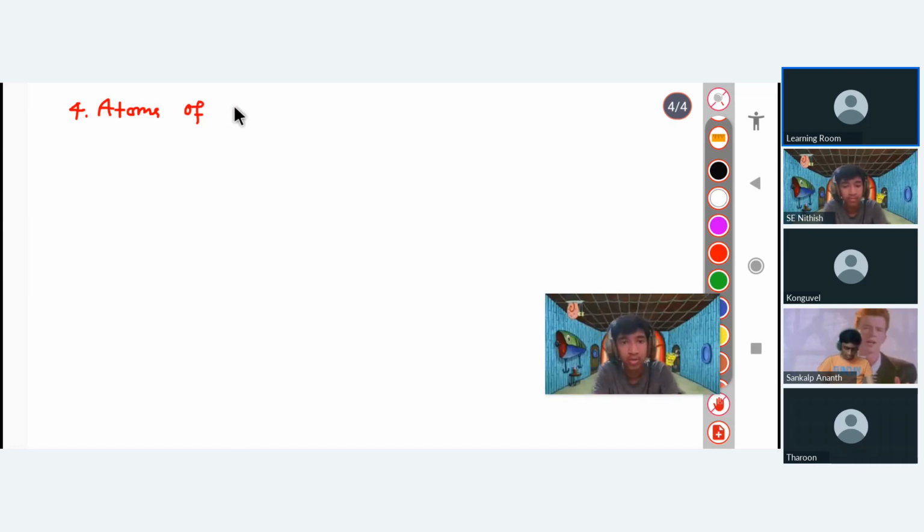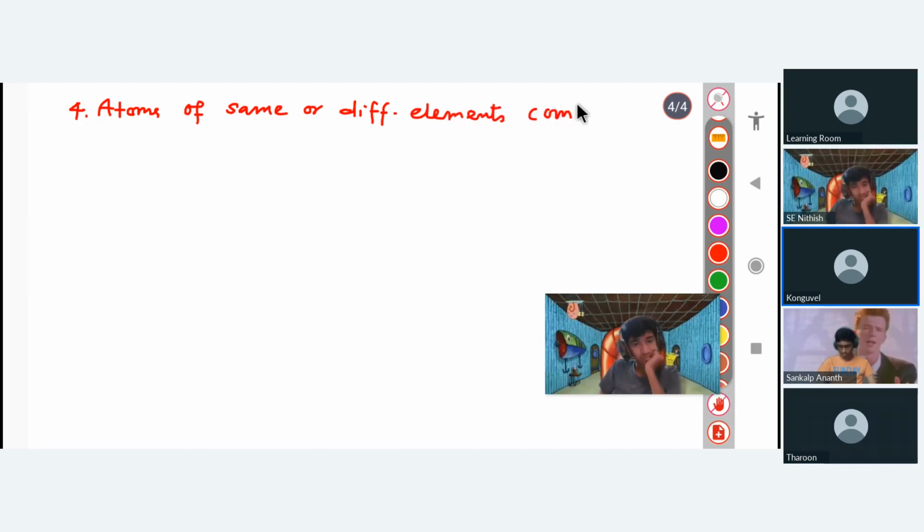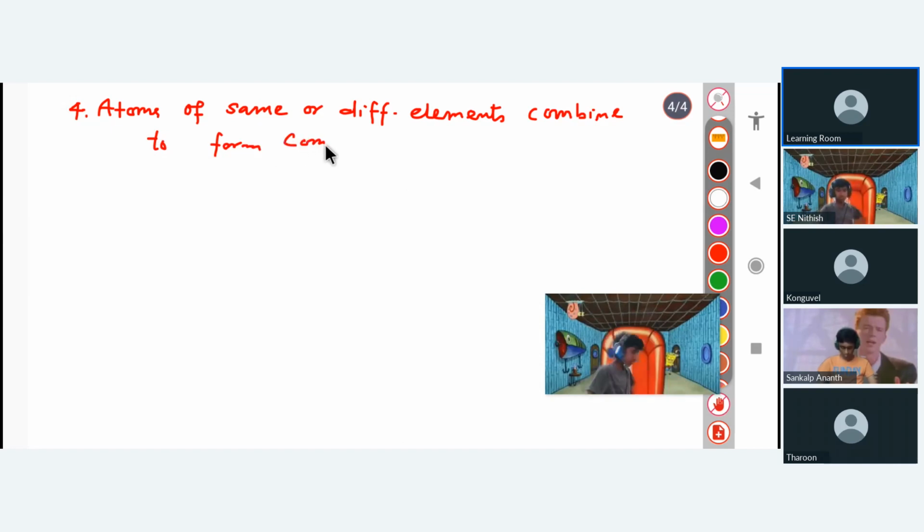Okay, you are right. Atoms of same or different elements combine to form compound atoms. So at that time he told them as compound atoms, but it is actually not the compound atom. It is actually the molecule, what we call it today, right?